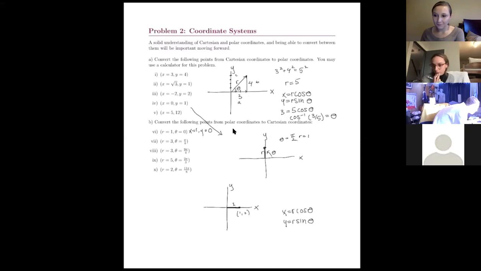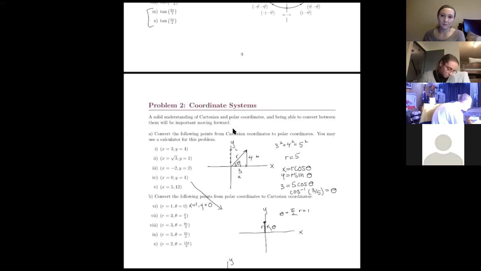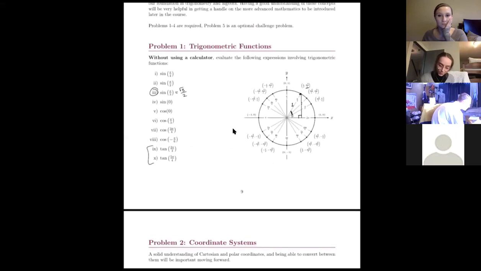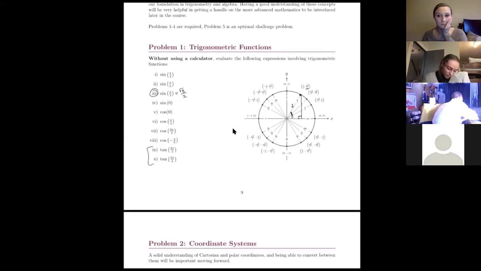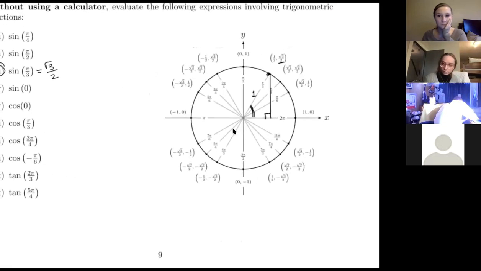Can anyone explain problem number 1, how to solve it without using the calculators? I'm not sure which problem you're talking about; this one you are allowed to use a calculator. Problem number 1, the unit circle problem, without calculators? Oh, this problem, unit circle one. Yeah, with this one, you can explain.